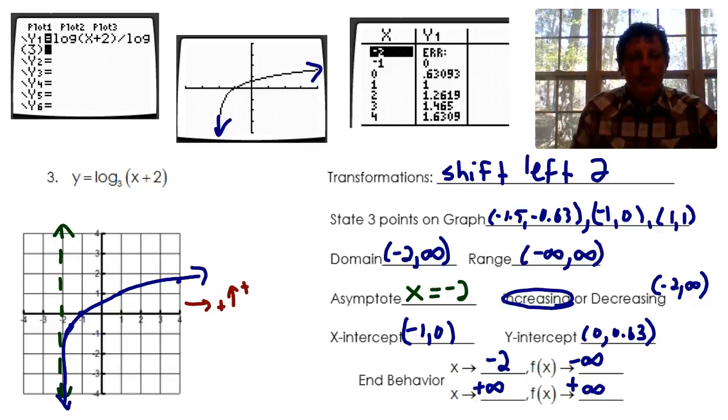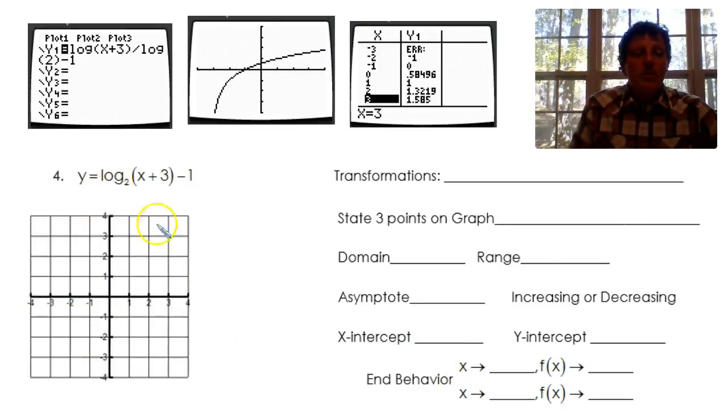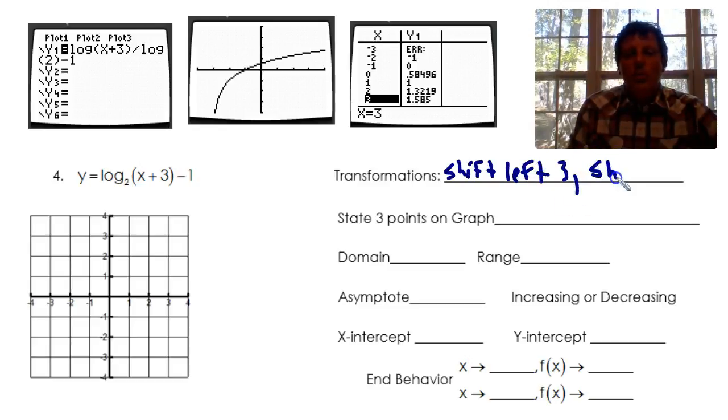Last example, we've got the log base 2 of x plus 3 minus 1. There are two transformations here. There's a shift left 3 and a shift down 1.